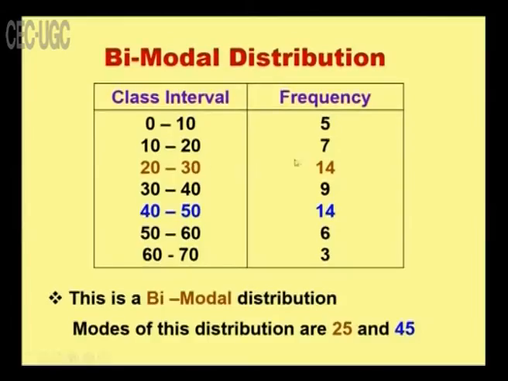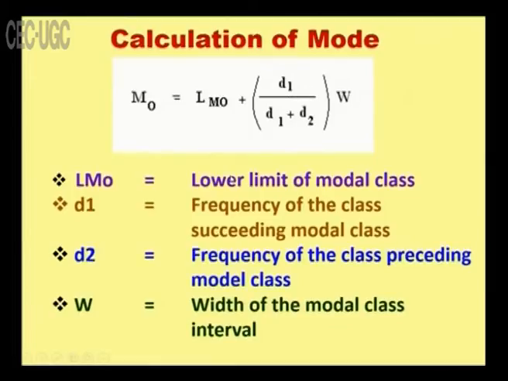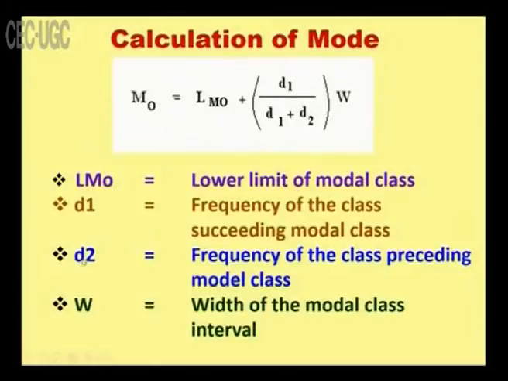As we have seen, if this is a modal class, 20 is the lower limit, and D1 is the frequency of the class succeeding the modal class, and similarly D2 is the frequency of the class preceding the modal class, and W is the width of the modal class. By using this simple formula, we can easily calculate the mode.